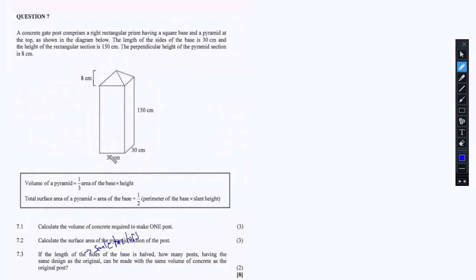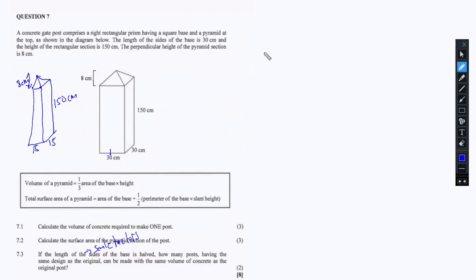So instead of having 30, now we are having 15. So it's still the same shape, but the only difference is now they have halved the base. So now we have 15, we have 15, but then we still have 150 here. We still have our perpendicular height being 8 centimeters. Right. So now they're asking how many posts we can create if we decide to halve the base. Okay, let's find out.